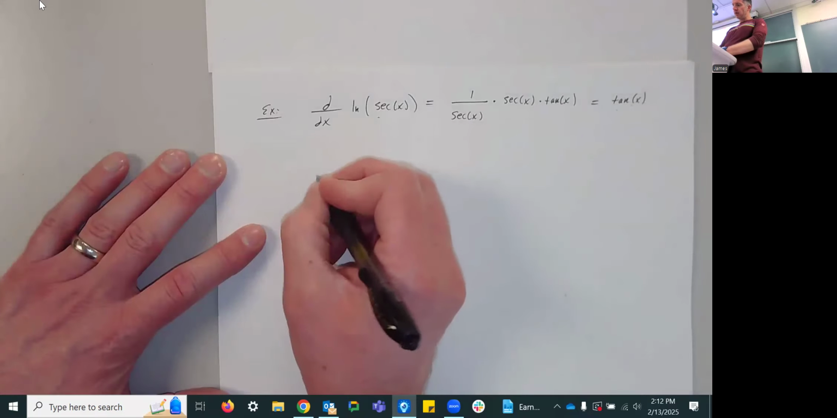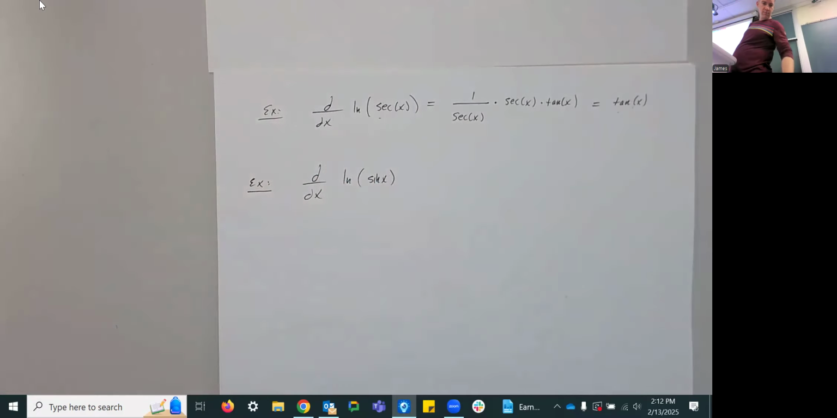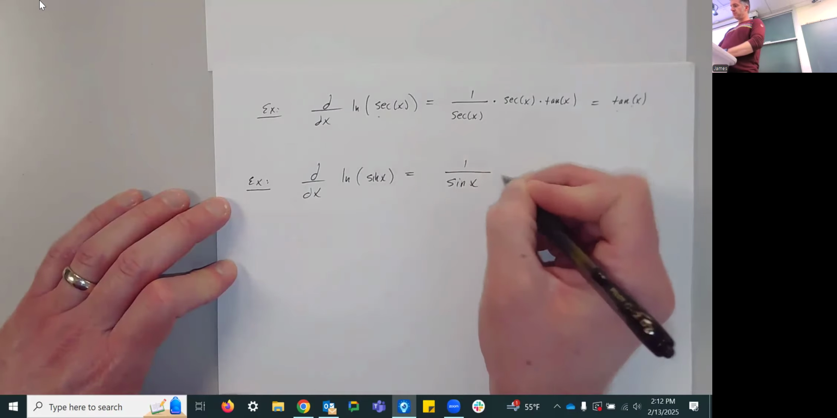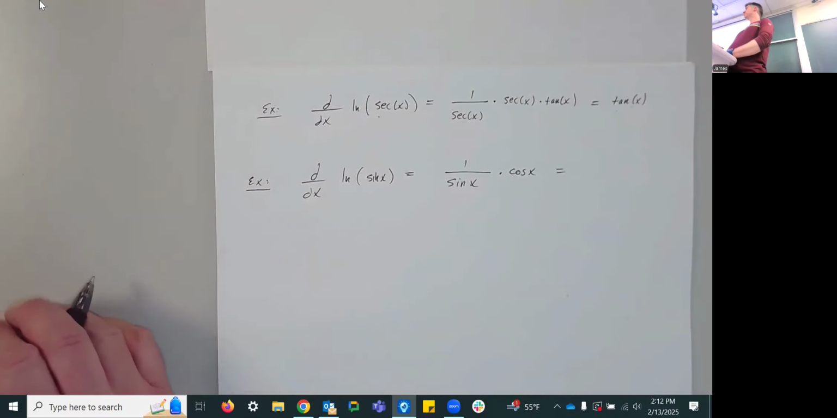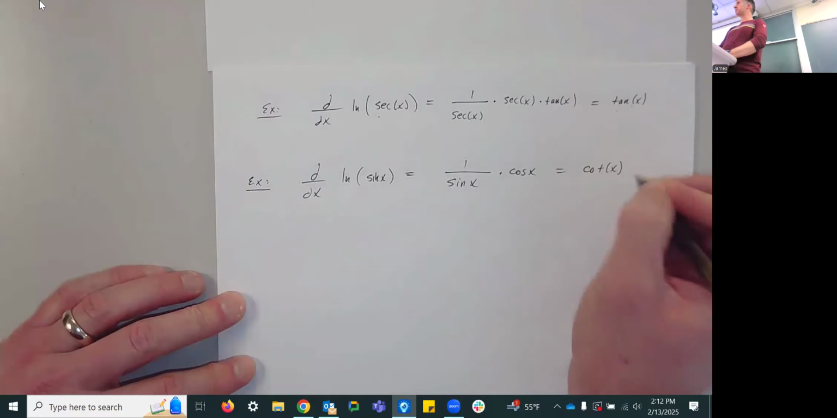So why don't you all try finding the derivative of the natural log of sine of x? And I would encourage you all to simplify this one as well. So we get 1 over sine times the derivative of sine, which is cosine, and cosine over sine is cotangent of x. Cool.